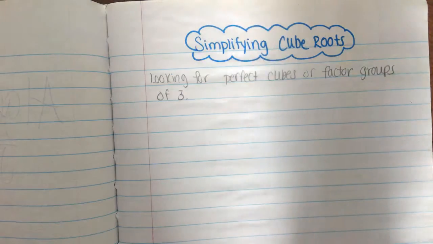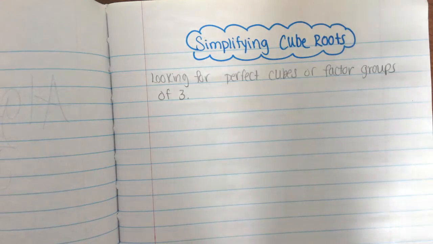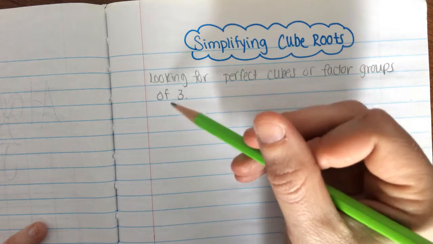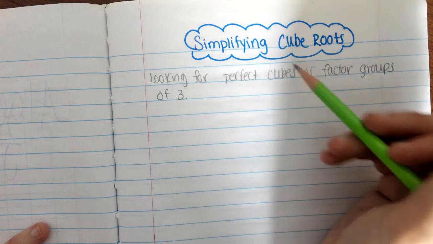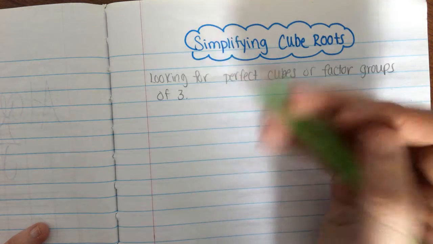Hello, this is a video to go over simplifying cube roots, the lesson that we learned in class after simplifying radicals. Last class we did square roots, so just looking at groups of 2. When we're simplifying cube roots, instead of looking for perfect squares, we're going to be looking for perfect cubes, or groups of 3, if you want to think of it that way.